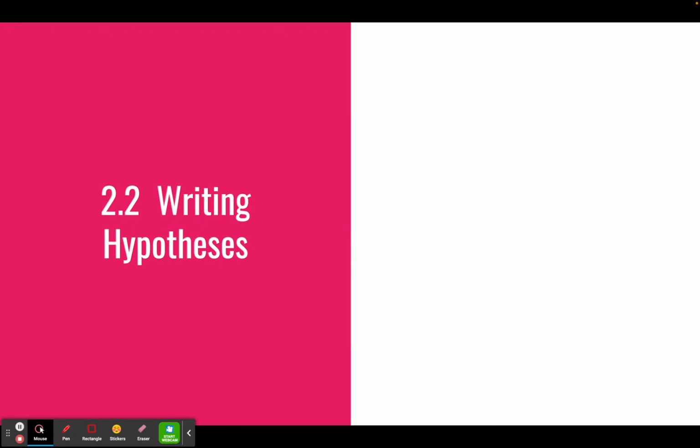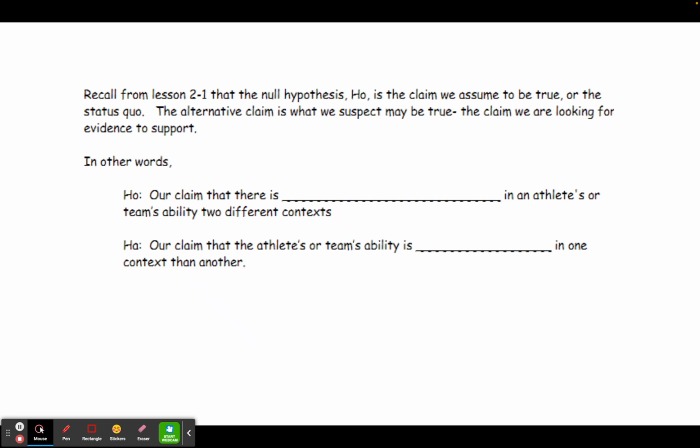In lesson 2.2, we're going to focus more specifically on writing good hypotheses to start our hypothesis tests. You may remember from lesson 2.1 that we have two types of hypotheses, the null and the alternative. The null hypothesis, which we abbreviate H naught, is the claim that we assume to be true or the status quo. The alternative claim, or HA, is what we suspect may be true based on some evidence that we initially have collected.